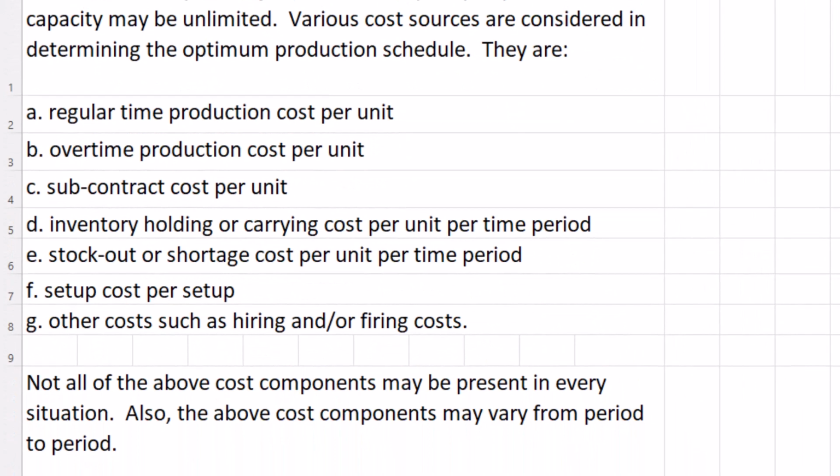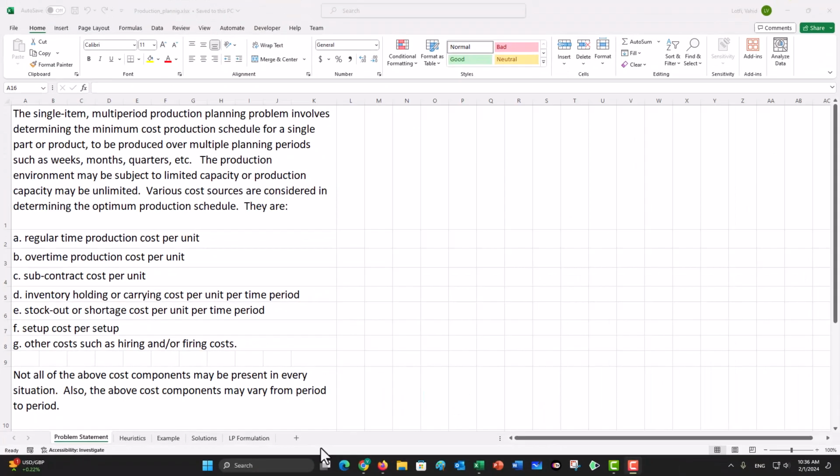They are regular time production cost per unit, overtime production cost per unit, subcontracting cost per unit, inventory holding or carrying cost per unit per time period, a stockout or shortage cost per unit per time period, setup cost per setup, other costs such as hiring and or firing cost. It should be noted that not all of the above cost components may be present in every situation. Also, the above cost components may vary from period to period.